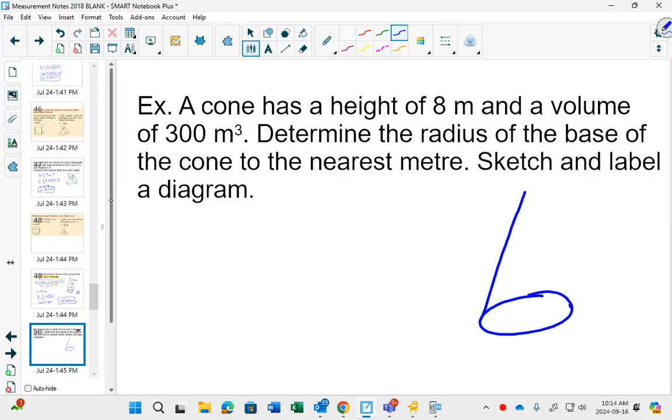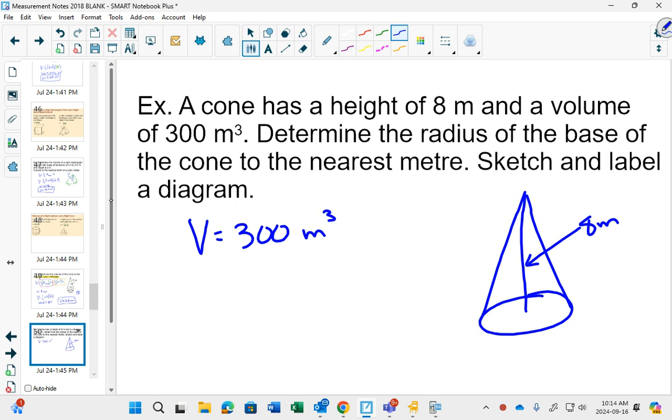So there's a circle on the bottom. Draw a cone. It told me the actual height is 8 meters, and it told me the volume was 300 meters cubed. And the question is asking us to find the radius. So we do have a formula. I'm going to write out the formula for the volume, 1/3 pi r squared times height. There's our formula. And the question is asking us to find the radius of the base of the cone.